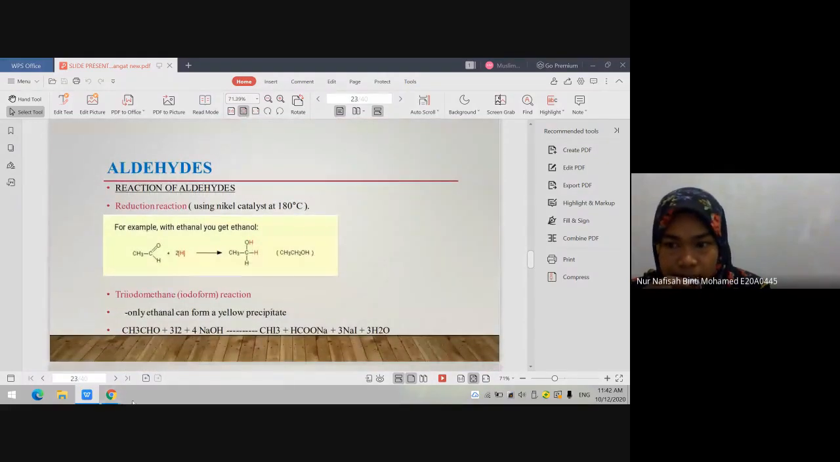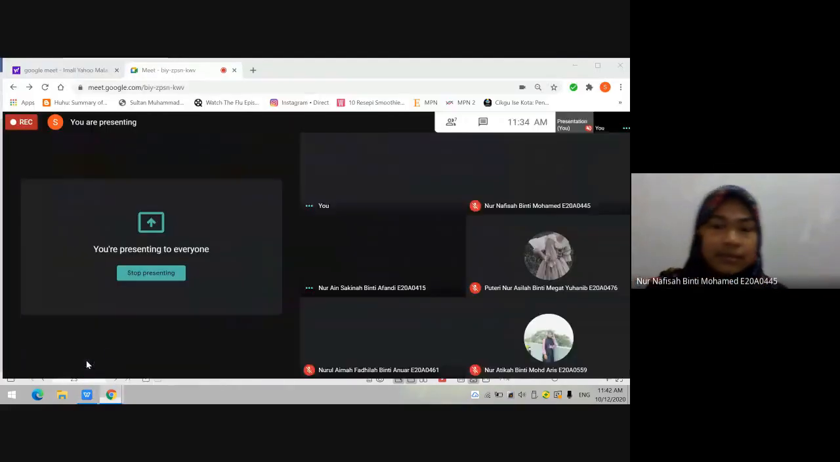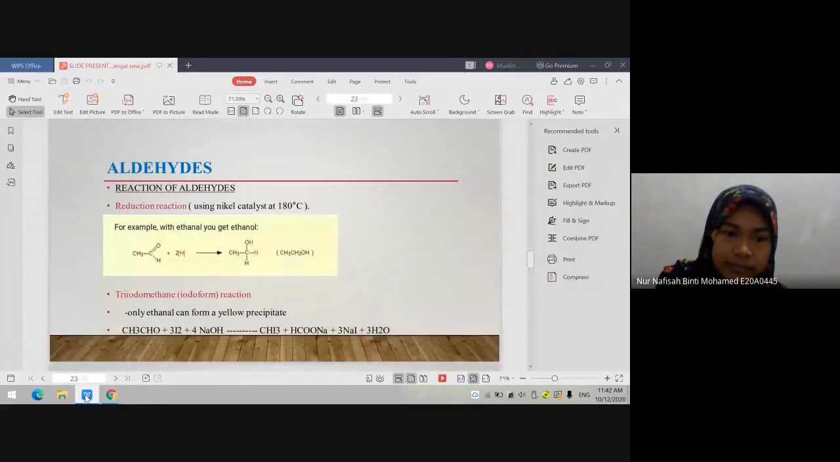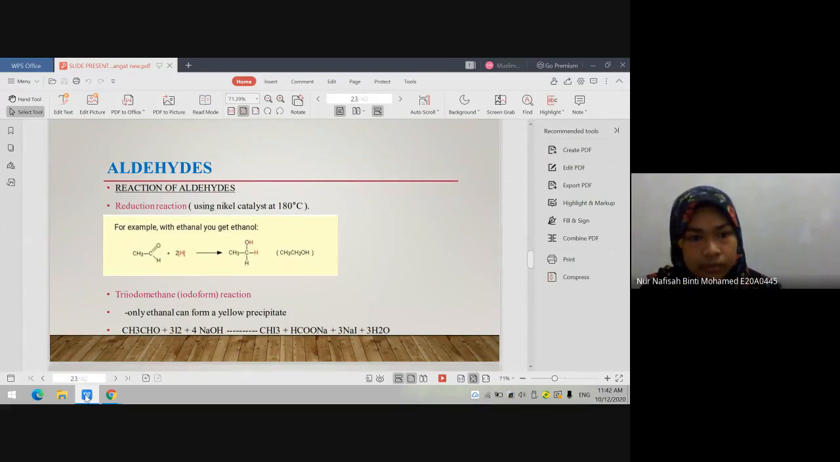Next is the reaction of aldehyde. Aldehyde has eight reactions. First is the reduction reaction. From this reaction, aldehyde can be reduced to primary alcohol using nickel as a catalyst at 118 degrees Celsius.